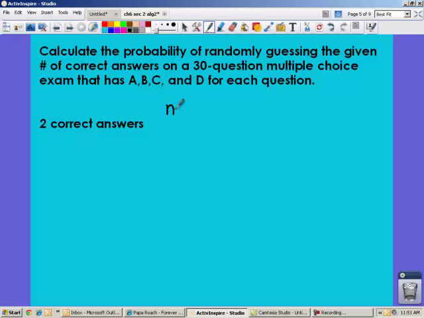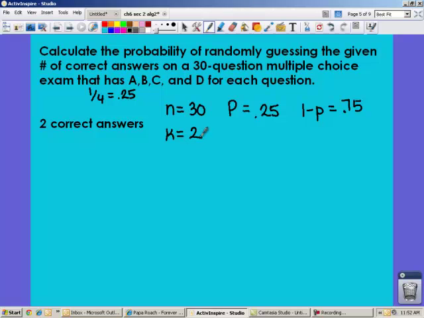First we need our n, which is the total number of questions, and that is 30. And then we need the probability, and since we have 4 choices here, the probability of getting one of those right, which would be 1 out of 4, is 0.25. The failure, which is 1 minus p, is 0.75. And the success, which is our k, is 2. We want 2 correct answers.